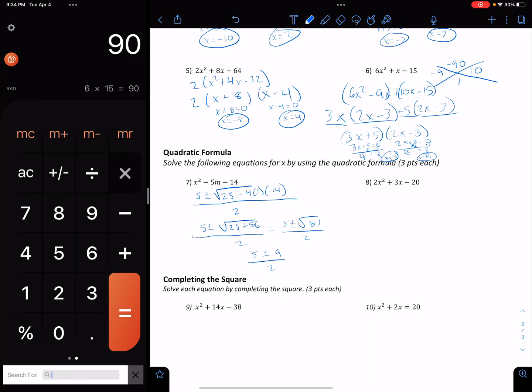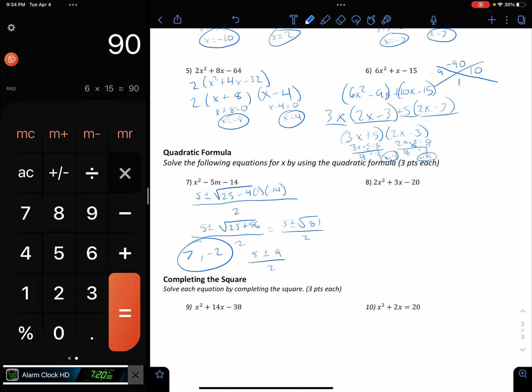So 5 plus 9 is 14. 14 divided by 2 is 7. So that's one of our answers. 5 minus 9 is negative 4. Negative 4 divided by 2 is negative 2. So those are my two answers. Okay, on to the next one.